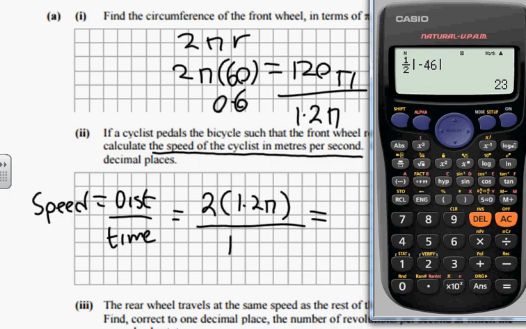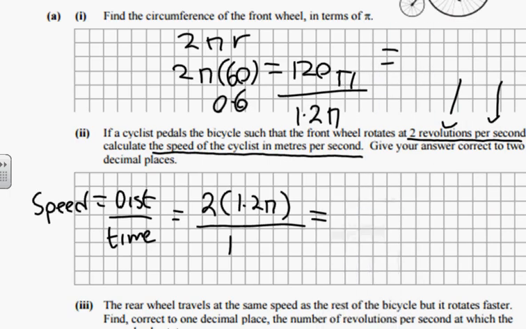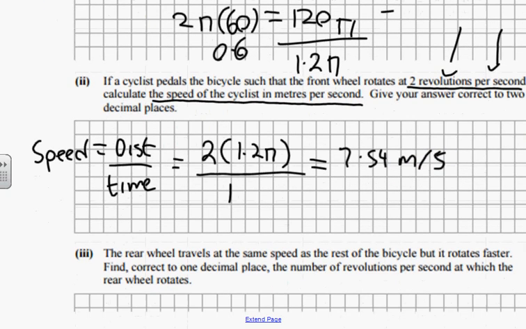I'll change it to decimals now. 2 bracket 2 1.2 pi. 7.54 meters per second. Is that okay? So this goes from 7.54 meters per second. Everybody alright with that? Okay.